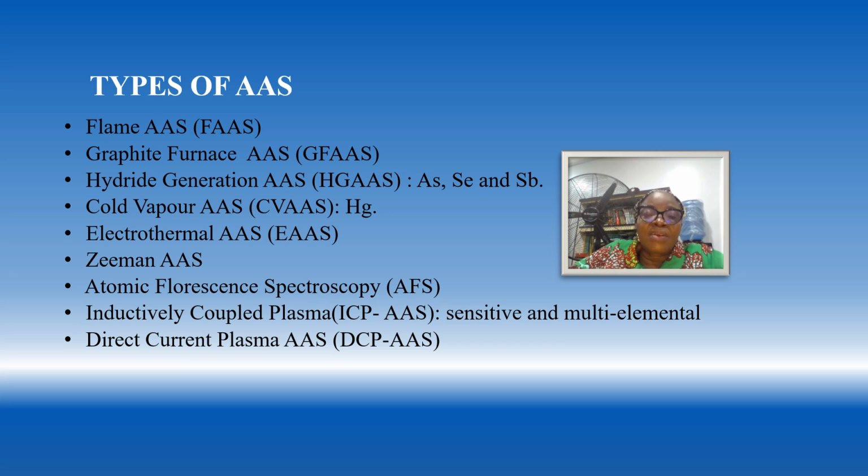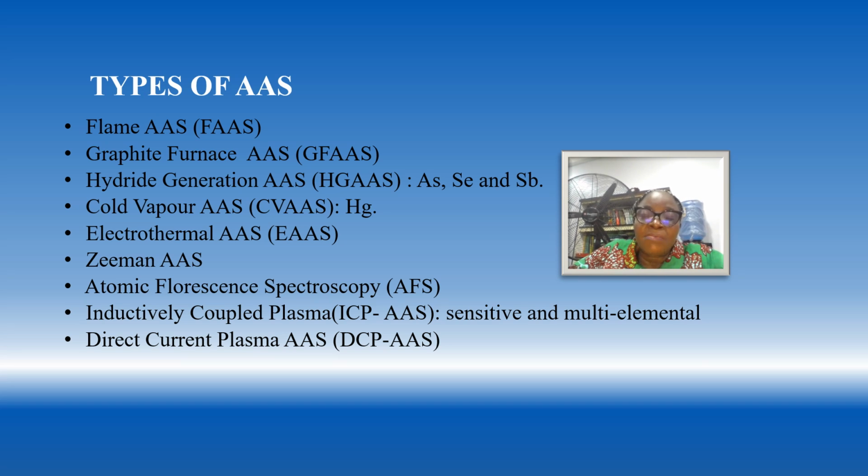We have the hydride generation AAS, that is HGAAS. This uses a chemical reaction to generate volatile hydrides, suitable for elements like arsenic, selenium, and antimony. We have the cold vapor AAS, CVAAS, which uses a chemical reaction to generate mercury vapor, specific for mercury analysis. We also have the electrothermal AAS, EAAS. It uses a graphite furnace and other electrothermal atomizers, similar to GFAAS.